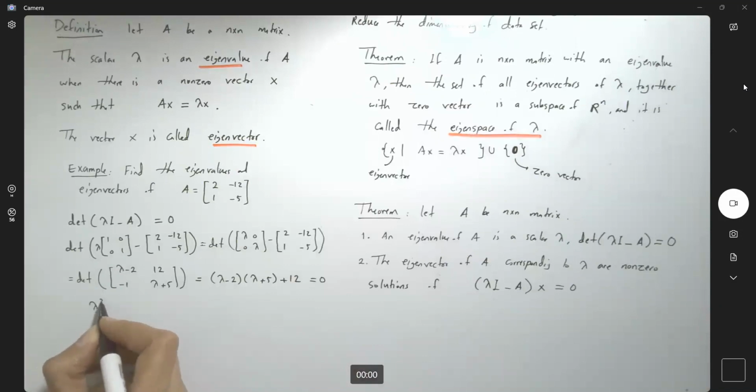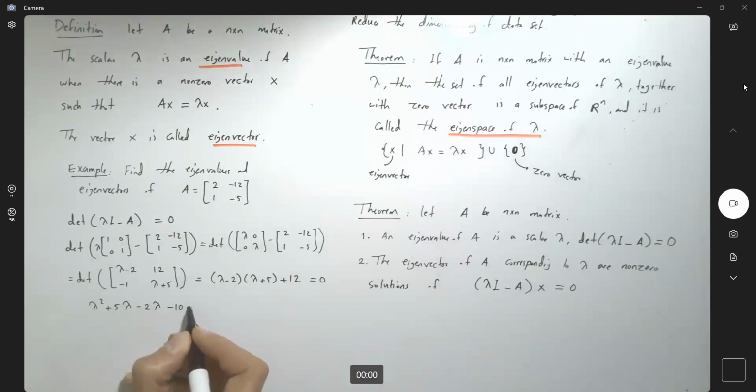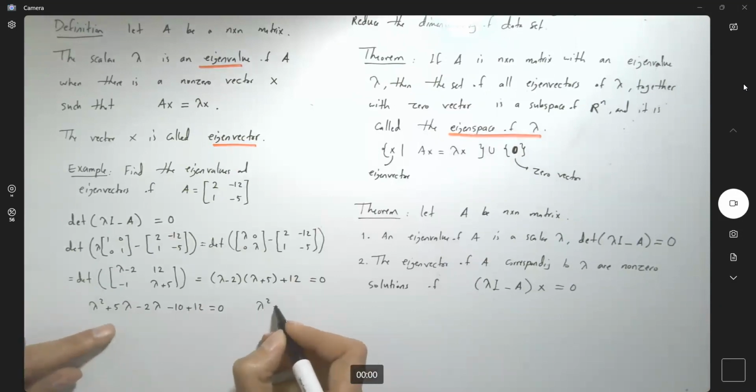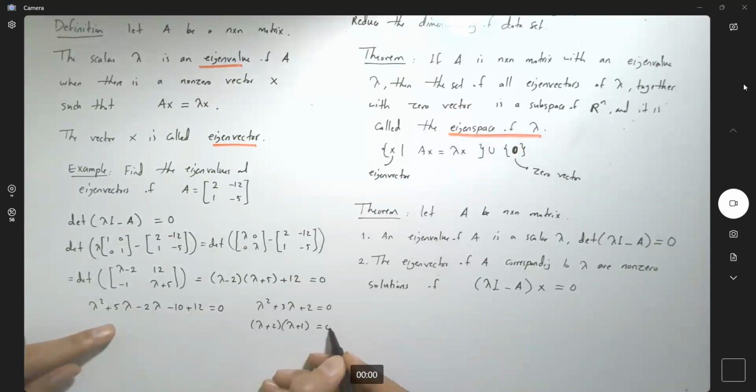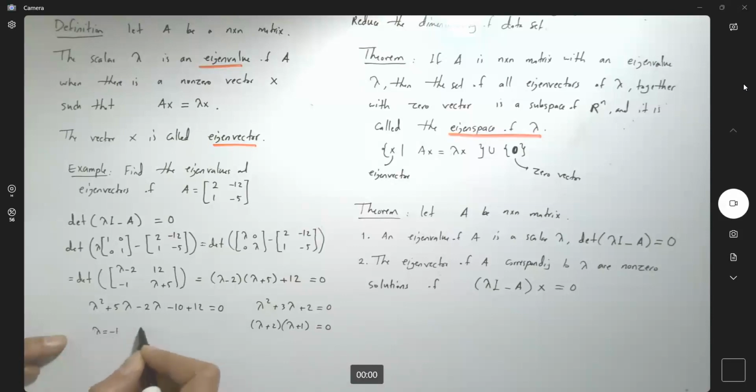So we get lambda squared plus 5 lambda minus 2 lambda minus 10 plus 12 equal to 0, or lambda squared plus 3 lambda plus 2 equal to 0. We're looking for two numbers whose product is 2 and whose sum is 3, so you have lambda plus 2 and lambda plus 1 equal to 0. We end up having 2 lambdas, am I right? Lambda can be negative 1 and lambda can be negative 2.